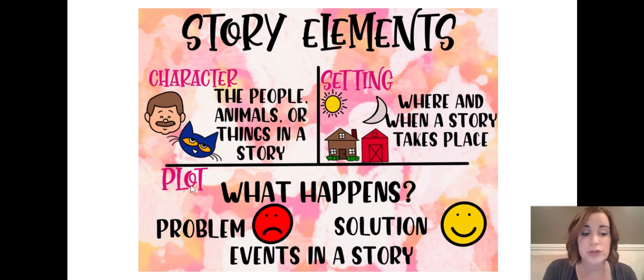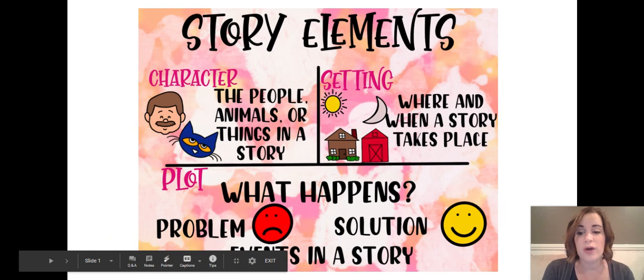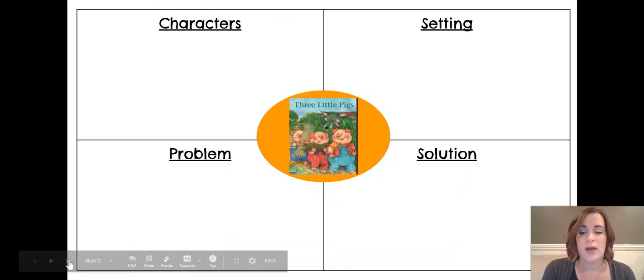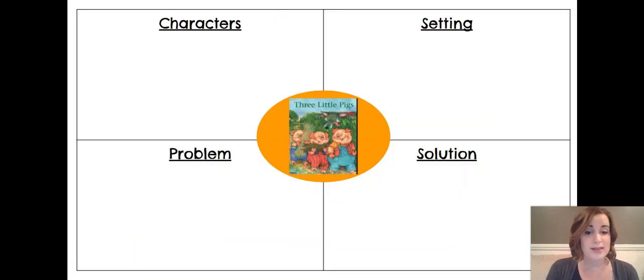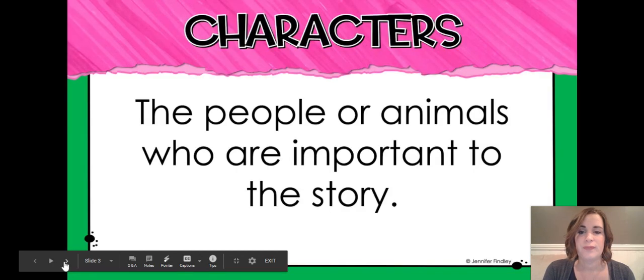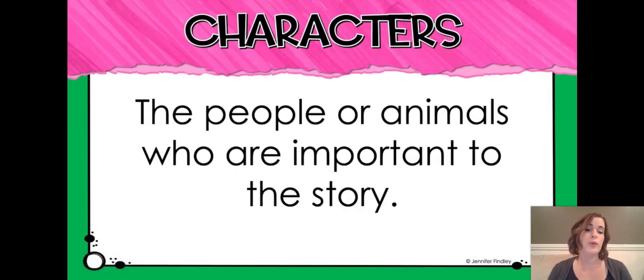So let's look at a familiar story that probably lots of you know. Let's look at the story The Three Little Pigs. We're going to discuss the character, setting, problem, and solution of this story. Just a reminder, the characters are the people or animals who are important to the story. Let's think about the Three Little Pigs. Which of the characters in that story are important?